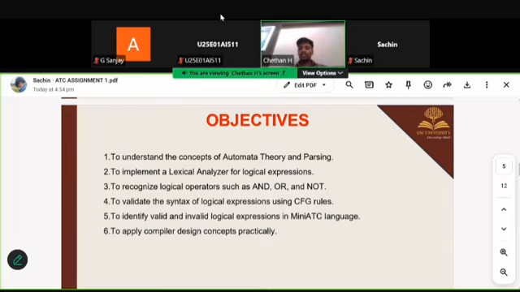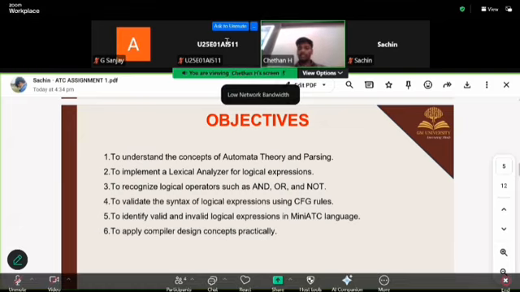Levels of implementation of the project. Level 1 foundation task: identifier. It uses a finite automata model to check a valid identifier.